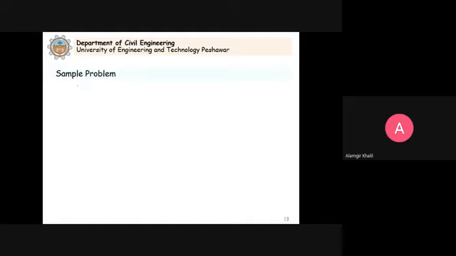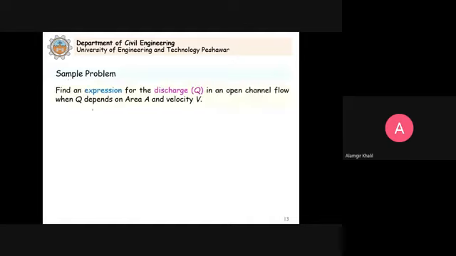So let us take a simple problem. We start with a very easy problem, then we move to more complex problems so that you understand how this method works. So let us find an expression for the discharge in an open channel flow. This is just an example, it can be a pipe flow also, you already studied this. When Q depends on area A and velocity V. So you want to find the functional relationship between these three variables, dependent and independent.